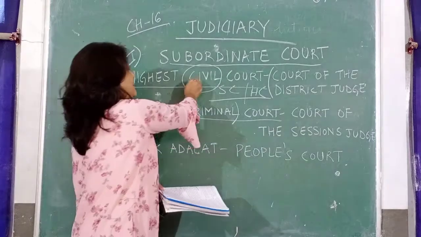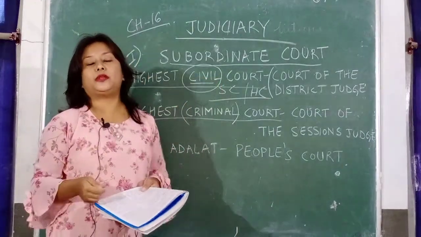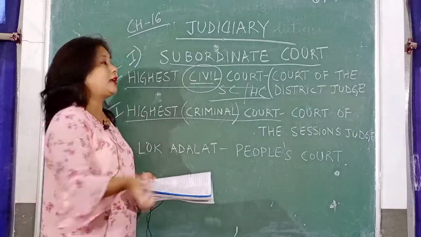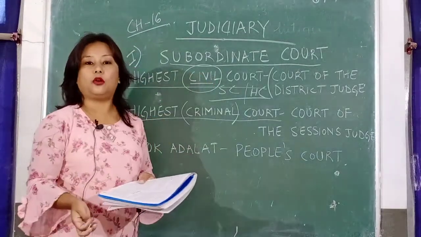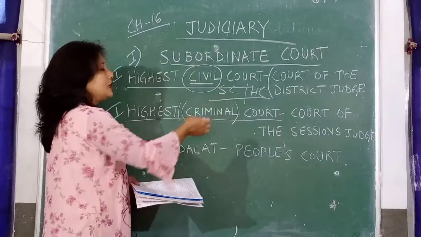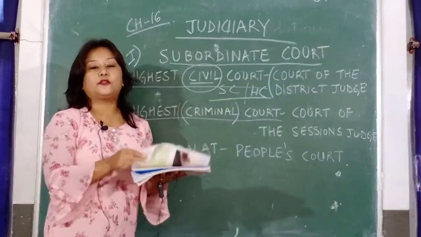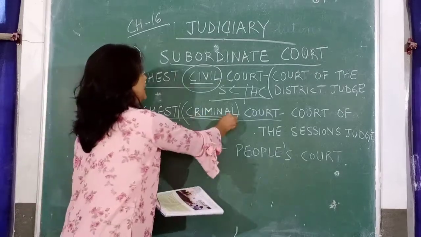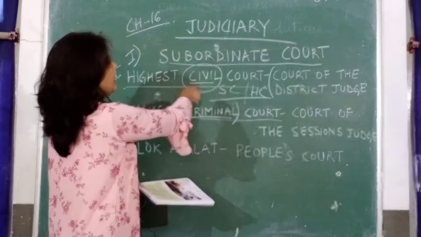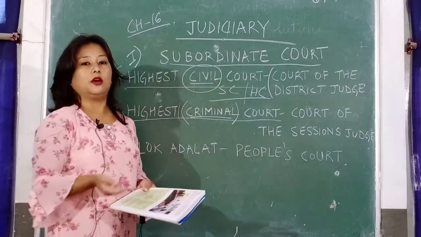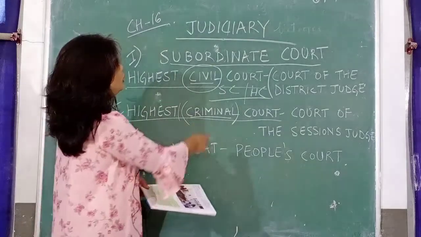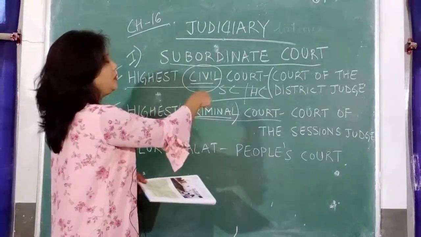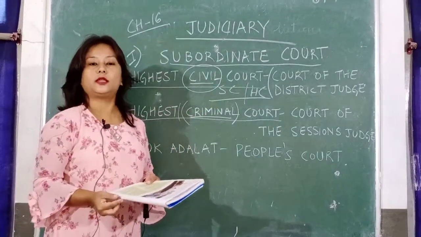And here, the civil court, as I said, deals with matters like your marriage, your transfer of property, divorce, etc. All of it comes under your civil court. Whereas the criminal court deals with cases like your theft, your robbery, your murder, etc. All of it comes under your criminal cases. So this is the highest civil court and the highest criminal court. You need to know that the highest civil court is the court of the district judge, and the highest criminal court is the court of the sessions judge.